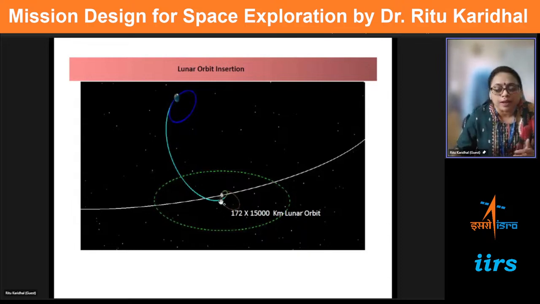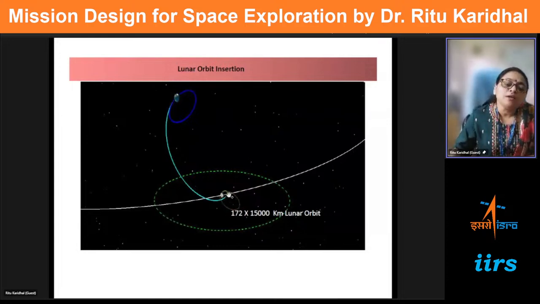Even the basic force which the moon is imparting on the satellite towards itself is imparting such an energy that the satellite cannot sustain around the moon. It will have a flyby, meaning it can just go near and then go away in this white line.